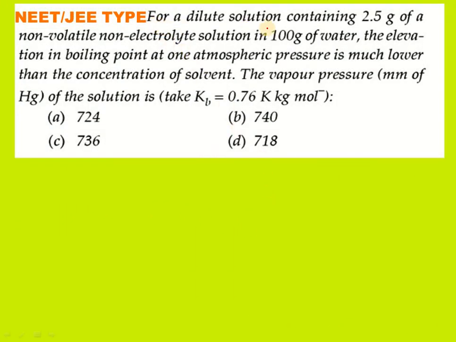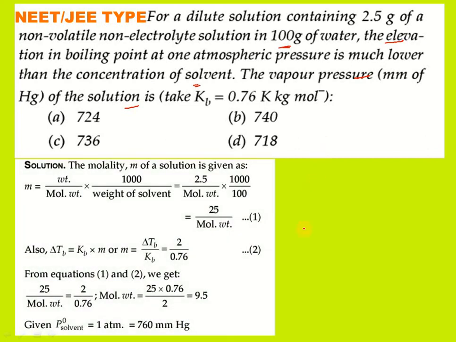The next question. For a dilute solution containing 2.5 grams of a non-volatile electrolyte solution in 100 grams of water. So water mass is given. The elevation of boiling point at 1 atmosphere pressure is much lower than the concentration of the solvent. So what is the vapor pressure of the solution? It looks very clear that Raoult's law should be applicable in this one.